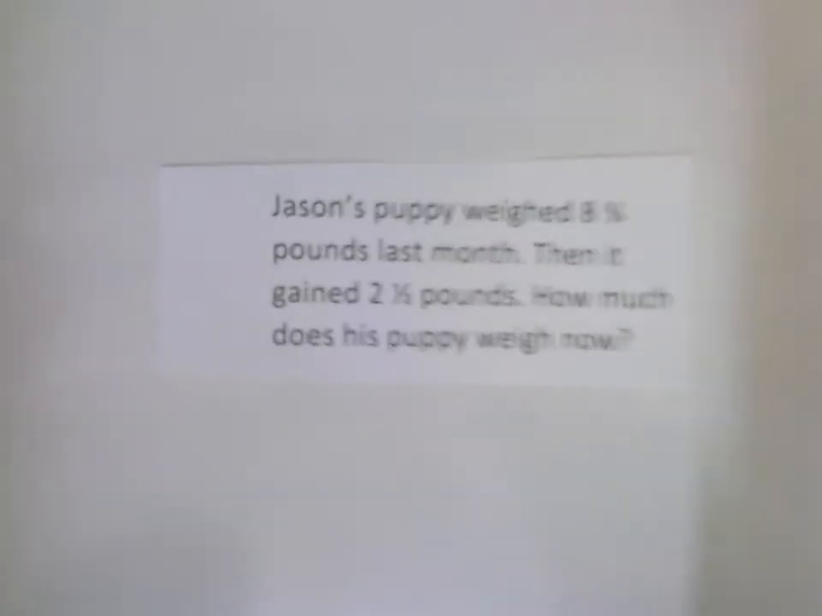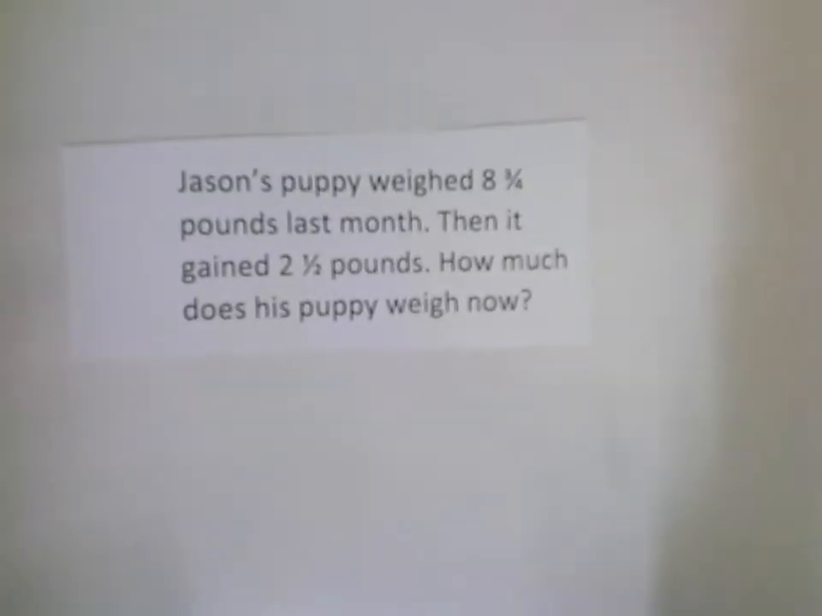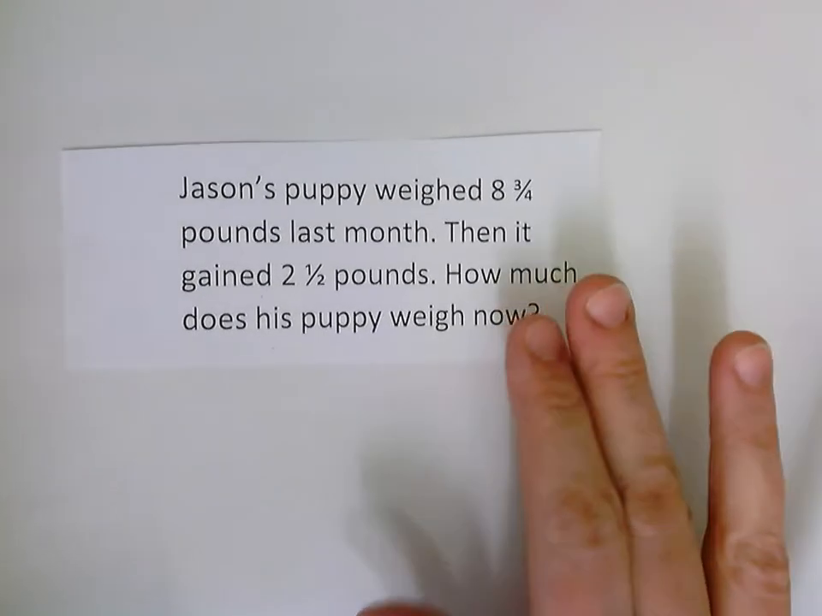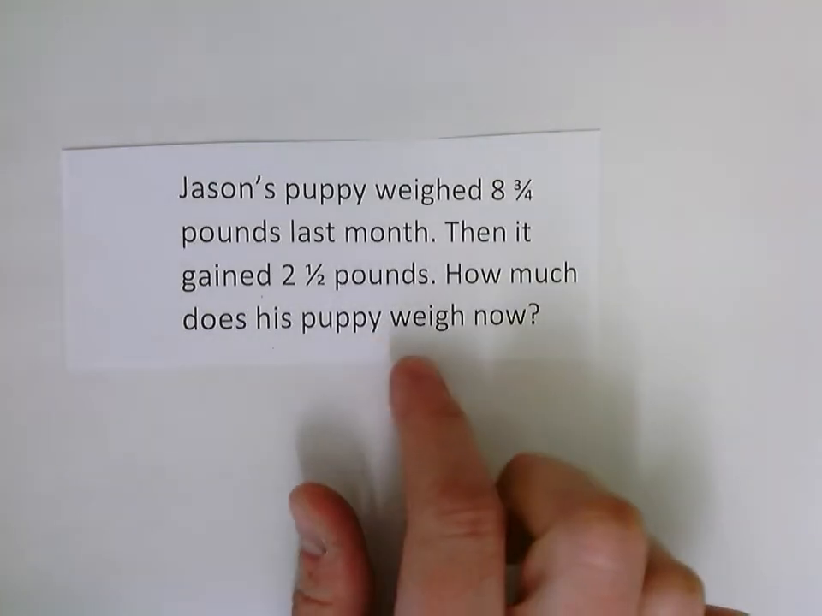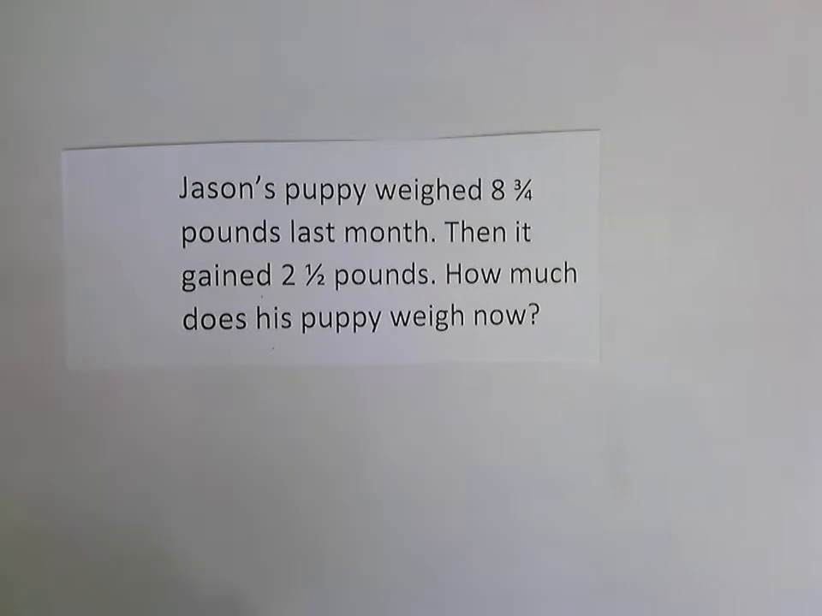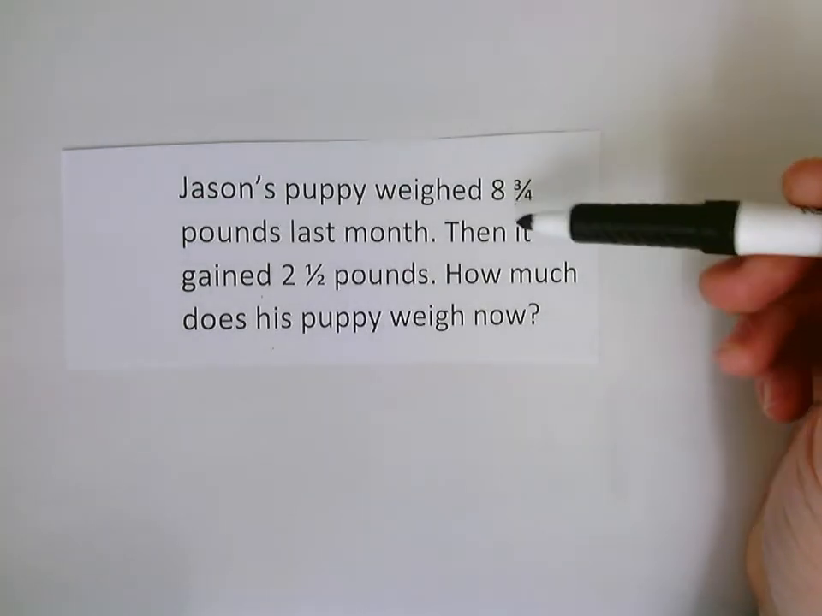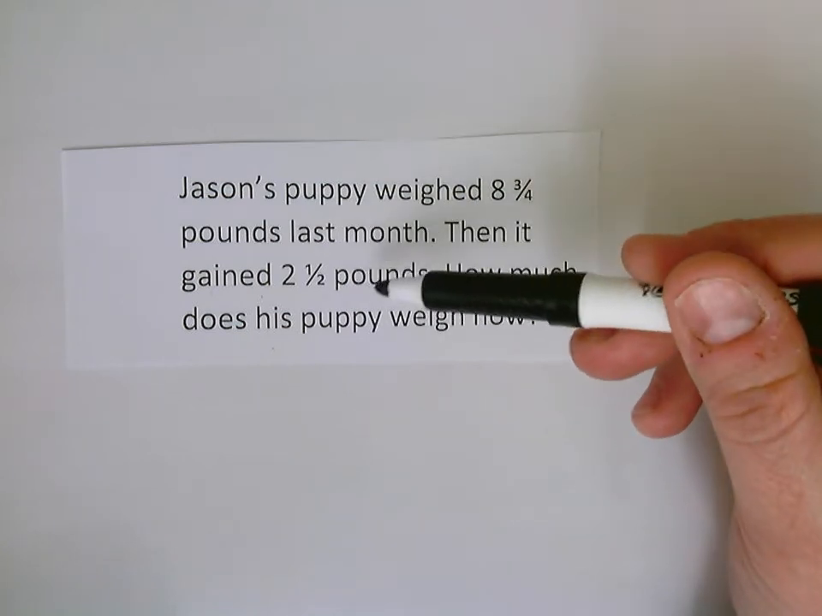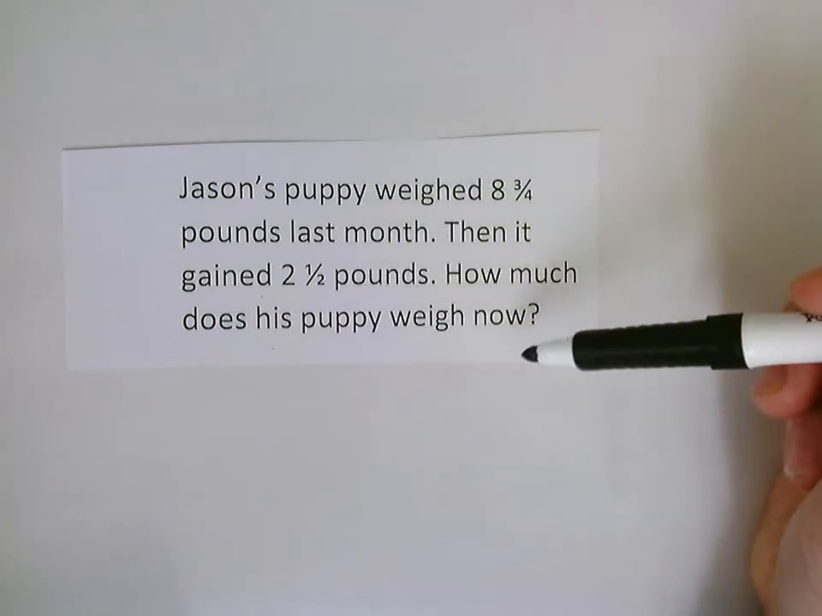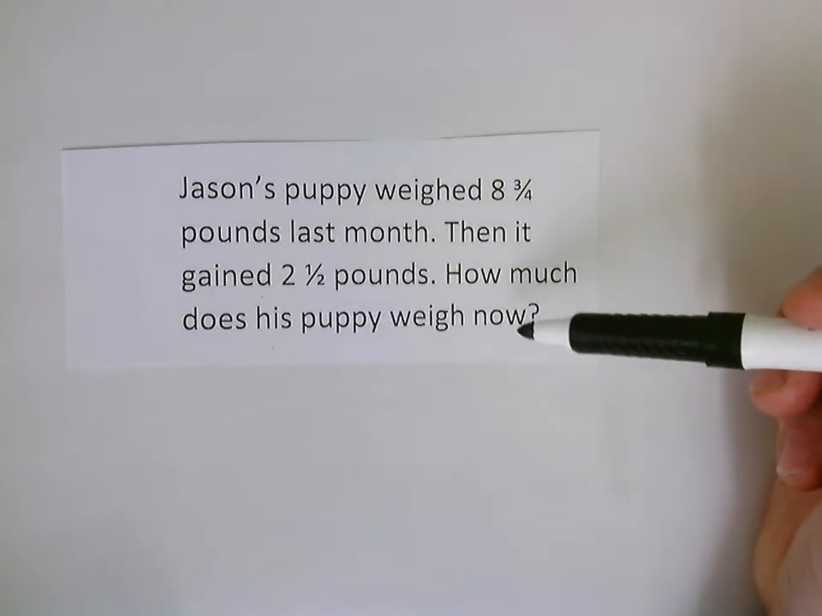So Jason's puppy weighed 8 3/4 pounds last month. Then it gained 2.5 pounds. How much does his puppy weigh now? All right, so here I have what we started with, 8 3/4 pounds, and he gained 2.5 more pounds. So we're going to be adding these together to find out how much his puppy weighs now.